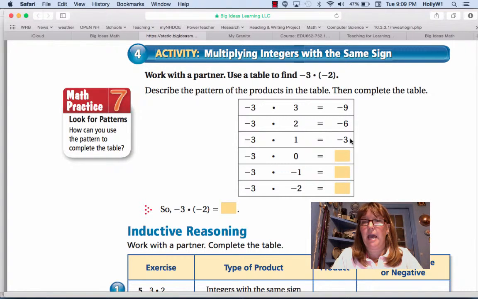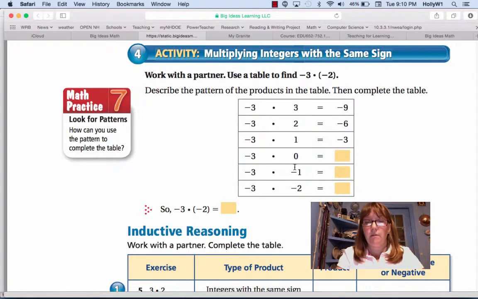Look to see how this pattern is developing. What are you adding to -9 to get -6? What are you adding to -6 to get to -3? You probably think that it is 3, and you're right. That's what you add. So if I finish going through this table, 0 times -3 we know is 0, because anything times 0 is 0, but it fits the pattern. -3 plus 3 is 0.